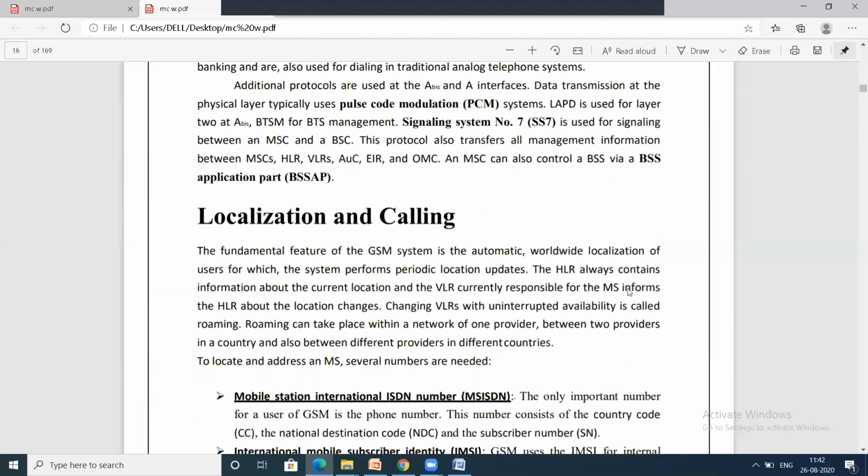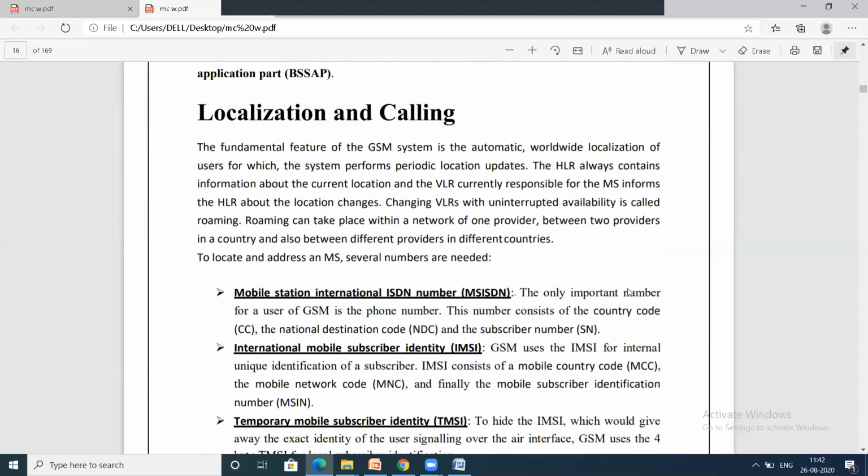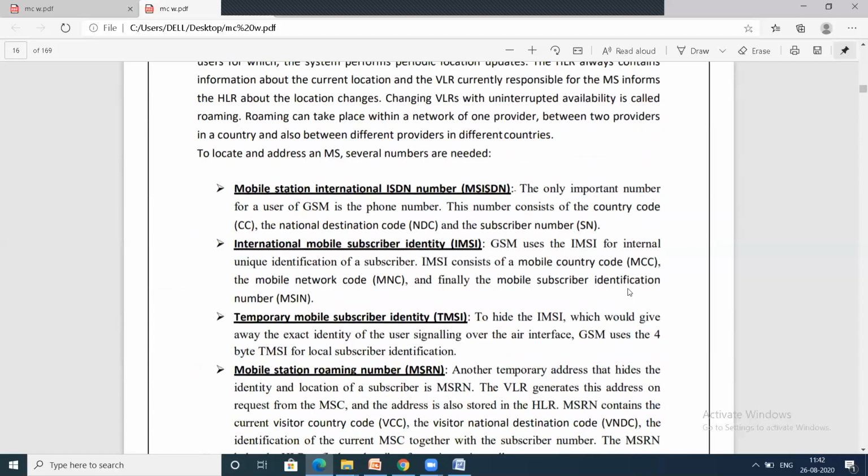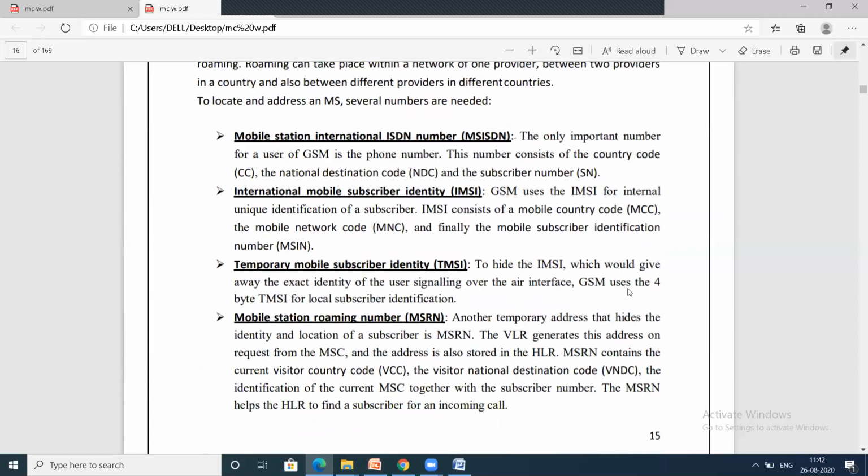We discussed localization and calling. Before going to localization and calling, we discussed different types of numbers. Why? Because only a 10-digit mobile number is not sufficient to locate the mobile device.